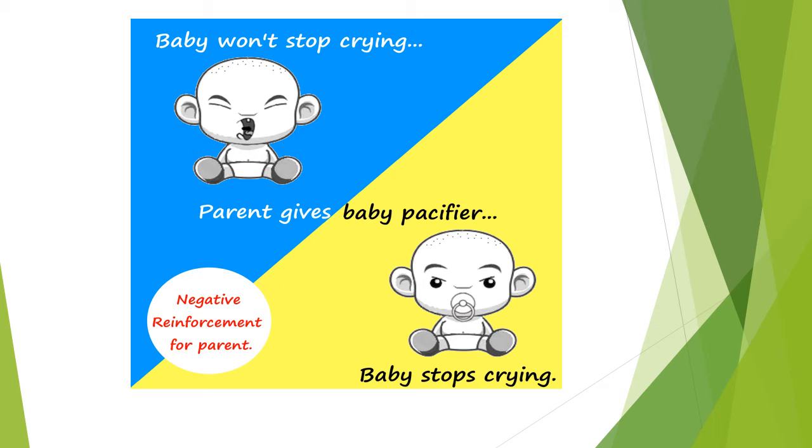So there's an example of negative reinforcement for the parent. If the baby won't stop crying, okay, the baby is not stopping crying. The crying is uncomfortable, is not preferred by the parent. The parent gives the baby the pacifier, and the baby stops crying. That is negative reinforcement for the parent. Why? Because giving the pacifier took away the crying. Conversely, it is positive reinforcement for the child, right? For the baby. The baby cried. It was positively reinforced by getting the pacifier.